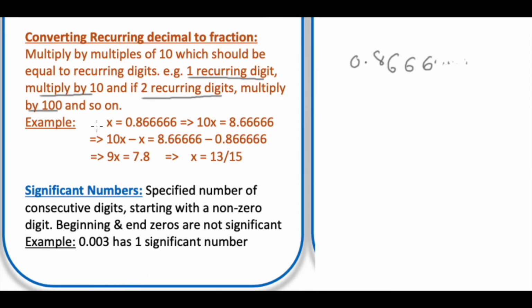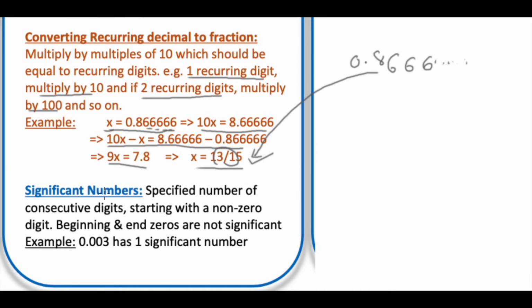So first of all, you will take this decimal as x. So we get an equation like this. Now look, there is one digit which is repeating, so you will multiply both sides of the equation by 10. So you will get this equation. In the second step, you will subtract the first equation from the second equation, and you will get this equation, and then you just need to solve it. And look, the final answer is 13 divided by 15. You actually converted the recurring decimal into fraction like this.